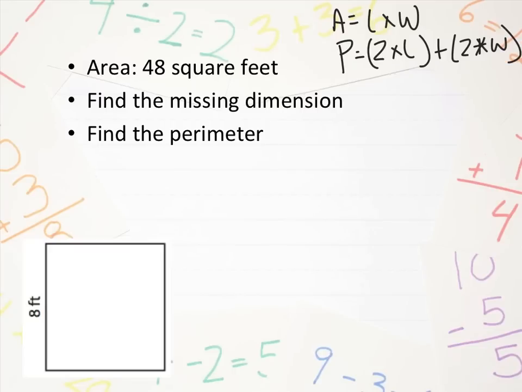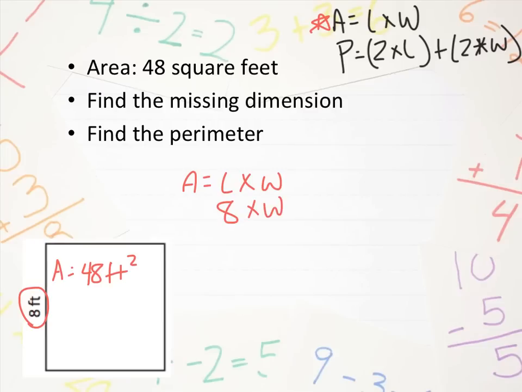Let's take a look here. For this problem, I have a rectangle, and this rectangle has an area of 48 square feet. What I need to do is find the missing dimension and then find the perimeter. To find area, I use the formula area equals length times width, I'm sorry.